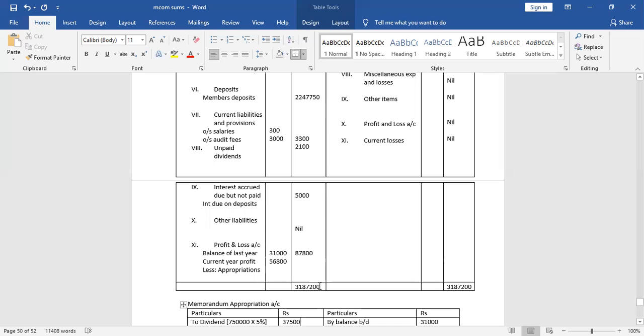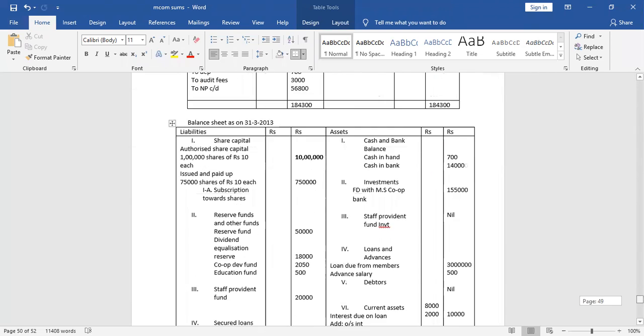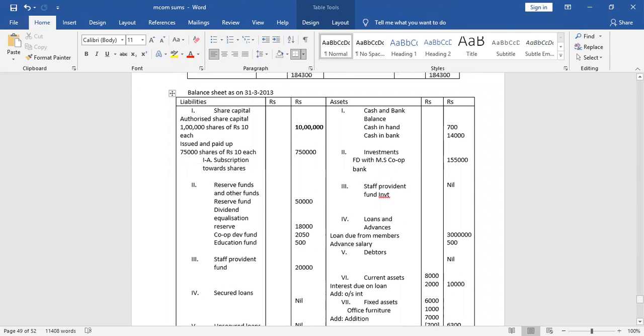87,800 is coming to, here the total is coming 31,86,500. So here, compared to 31,87,200, the only difference is 700, which is the depreciation I have minused. So here also it will come 31,86,500. When you take the total of all this, you will get 31,86,500 in both the sides.